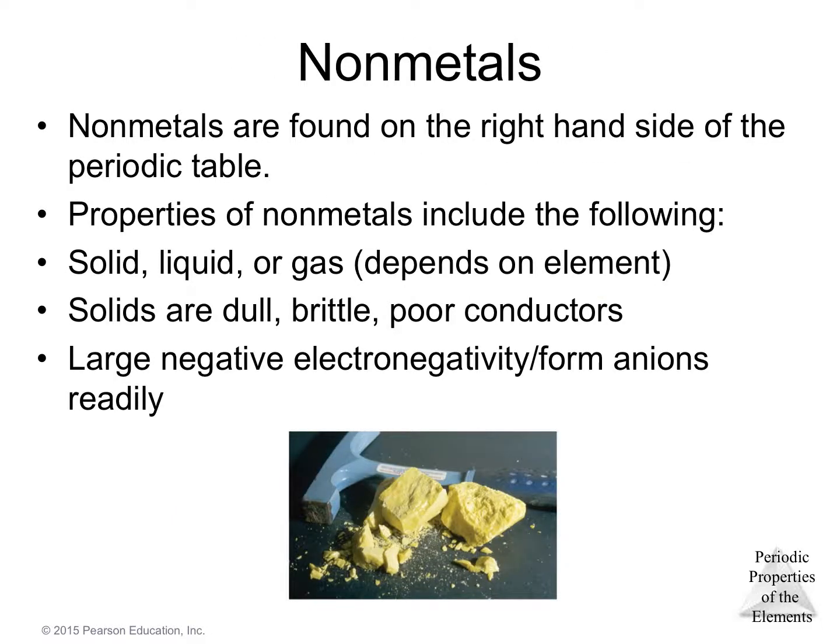Let's switch gears and talk a little about nonmetals. Nonmetals are found on the right-hand side of the periodic table. Whereas we said that metals are usually solid at room temperature, nonmetals can be solid, liquid, or gas, depending on the element. If they are solid, they're usually dull. They usually are brittle, which means that they're going to break easy. They're not going to bend the way a metal does. And they're usually poor conductors. So you see that these are opposites of metals. Nonmetals tend to become anions, so they tend to accept electrons and take a negative charge.